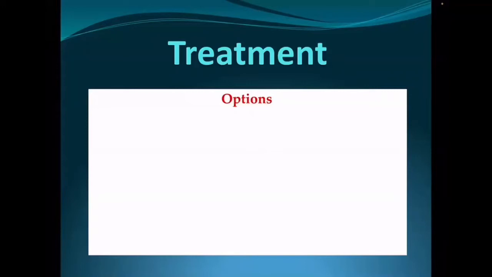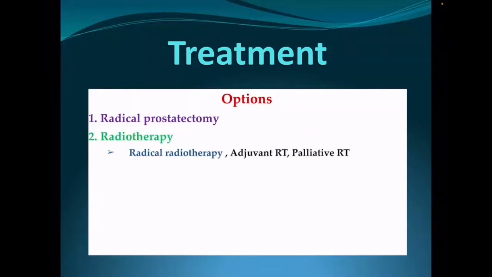...is always remove the prostate. That is radical prostatectomy, where we remove the prostate, surrounding lymph nodes, fat, and the ejaculatory ducts and seminal vesicles are removed. The bladder is not removed here, okay? Just the prostate. The other option is radiotherapy.